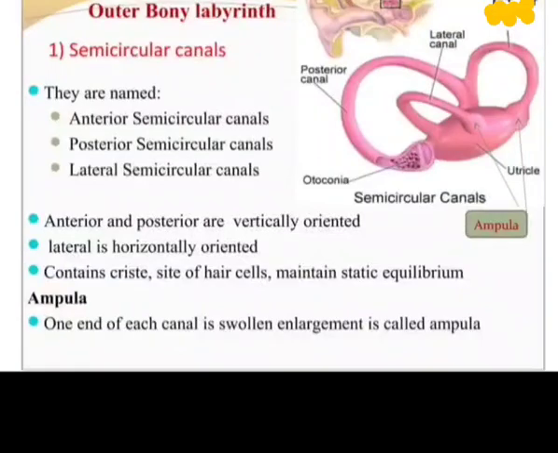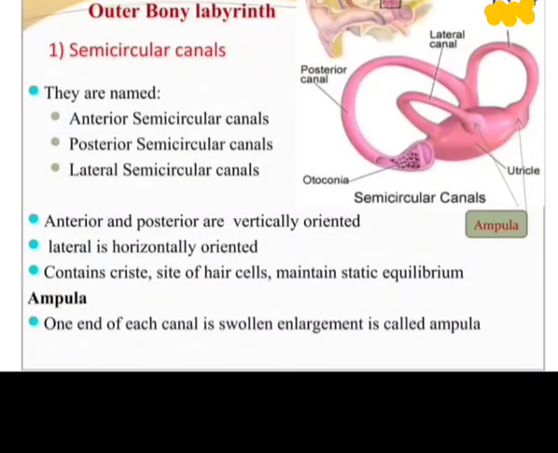The outer bony labyrinth first includes the semicircular canals, which are named anterior, posterior and lateral semicircular canals. The anterior and posterior are vertically oriented, the lateral is horizontally oriented, and it contains cristae, setae of hair cells, and maintains dynamic equilibrium. The ampulla is the swollen enlargement at the end of each canal.